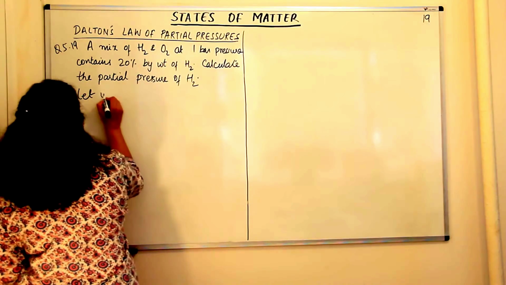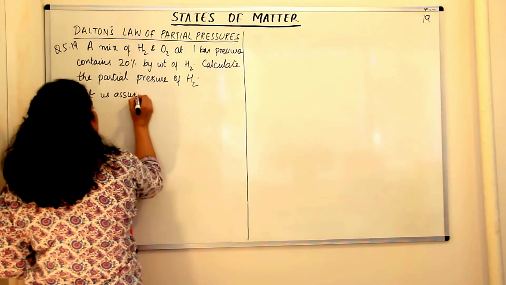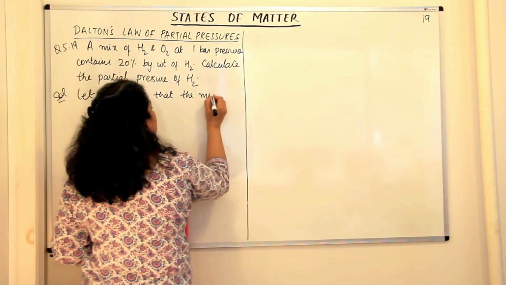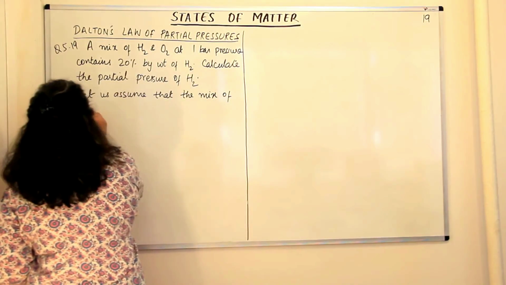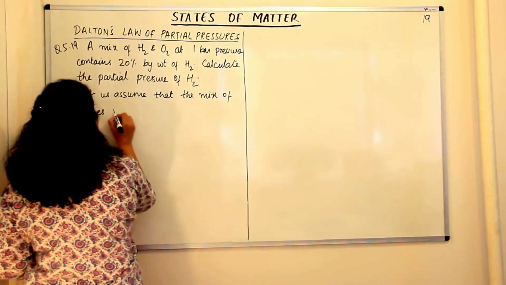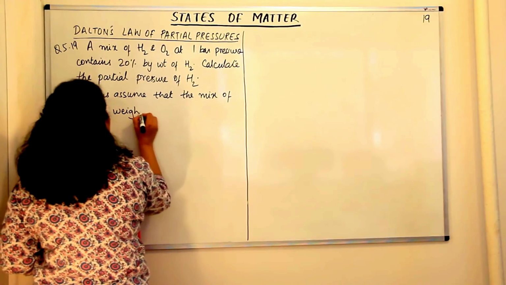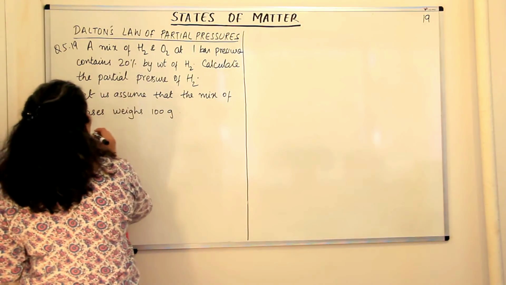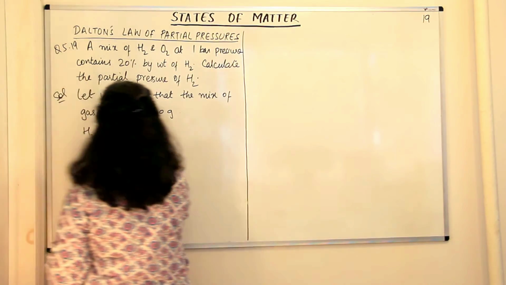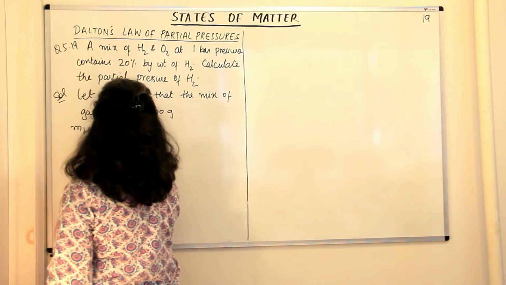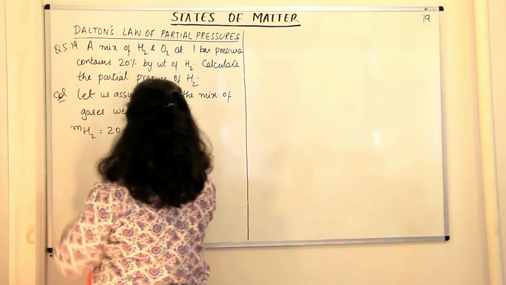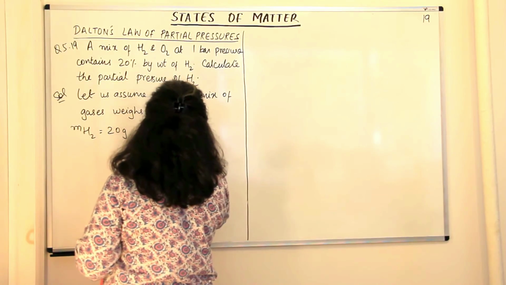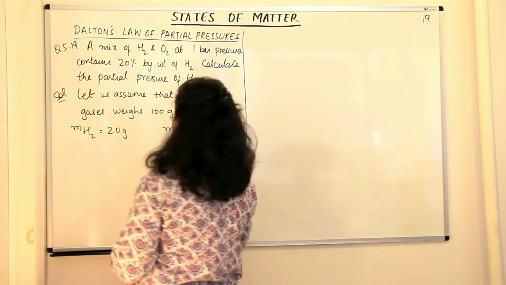Let us assume that the mixture of gases weighs 100 grams. Then what will be the mass of hydrogen? The mass of hydrogen, MH2, would be equal to 20 grams. And what would be the mass of oxygen? Mass of oxygen then would be 80 grams, right?